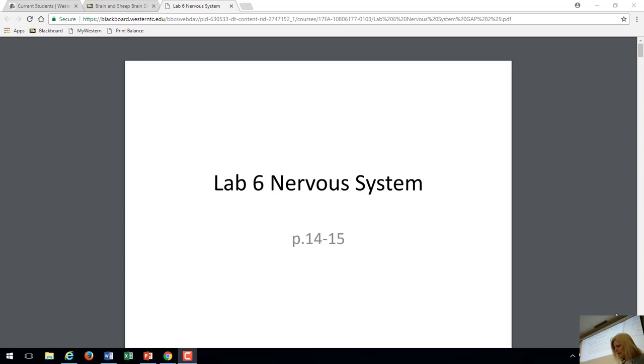All right, we are going to be on pages 14 and 15 for Lab 6, looking at the nervous system. We're going to start looking at the nerve cell, which we call a neuron, and then we're going to go into the brain models and then end up with the sheep brain dissection, looking at parts of the brain as it relates to the sheep.